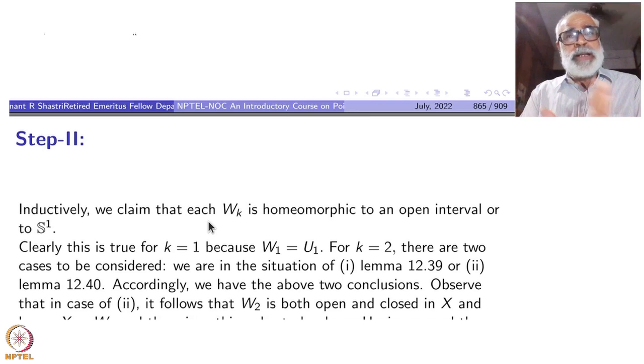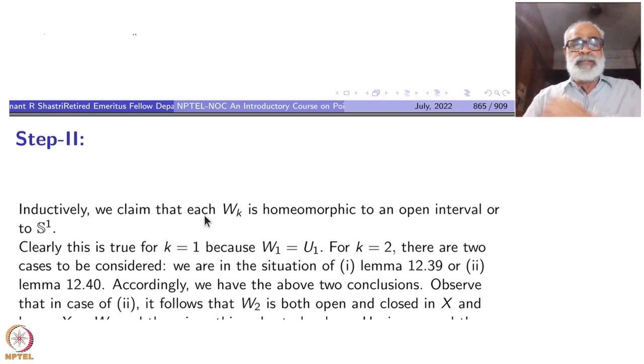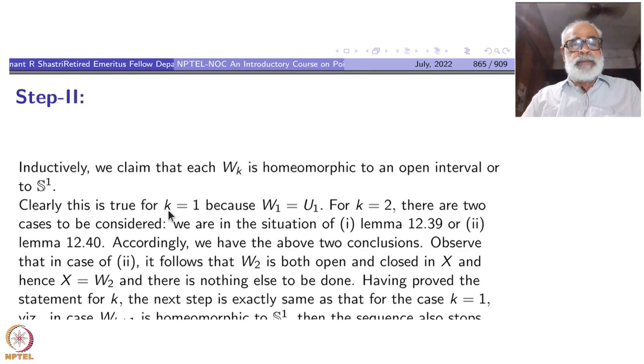So, what is the other case? The other case is that each time you get an interval. There we have not yet completed the proof. Each time it is an interval, if you have stopped there, it is okay, you have completed the proof. But it may not stop, it may keep going on infinitely. In that case, you have to write a small proof there. That is all it discriminates. So let us see why this happens. Clearly, for k equal to 1, w1 is u1, there is nothing to prove.